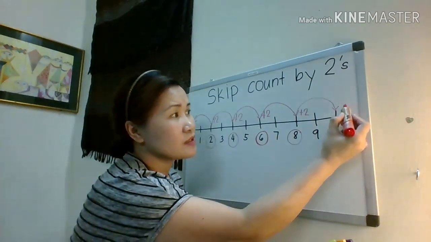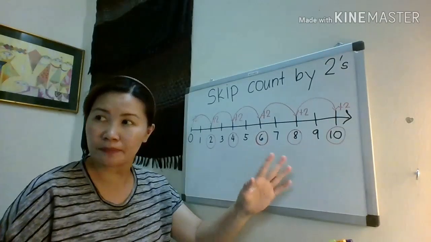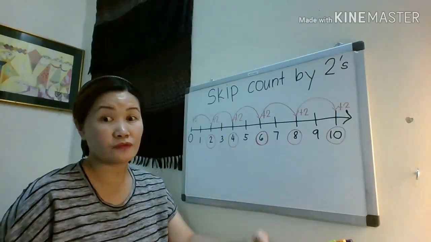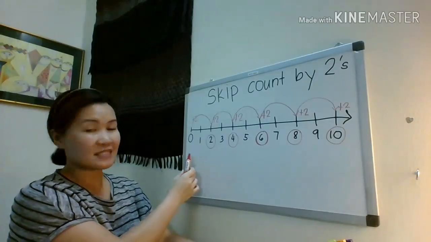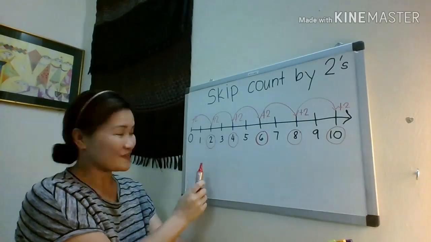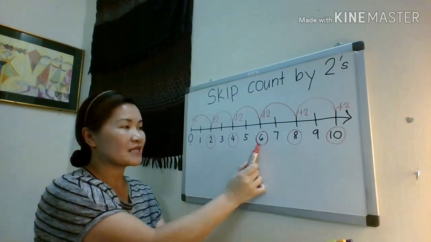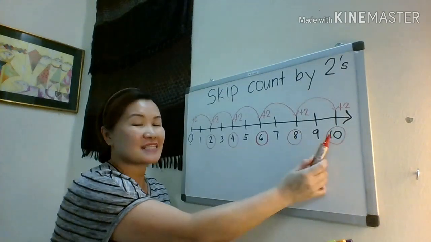Okay, and then we can still add plus 2, and you can go on skip counting by twos over and over. Okay, so let's say the numbers, skip counting by twos. Okay, so that's 0, 2, 4, 6, 8, 10.